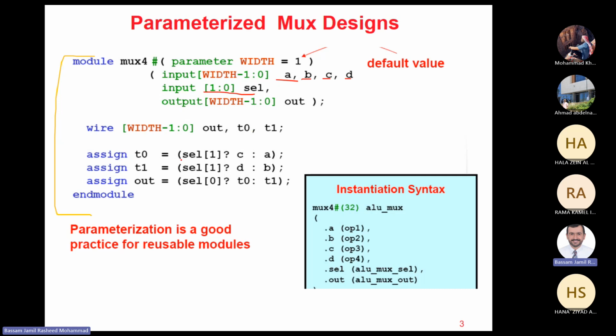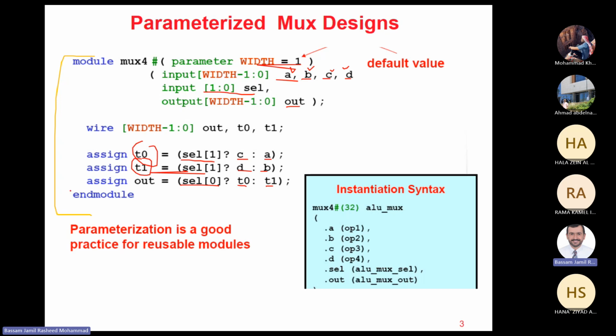I'm going to use the first select signal between choosing between C and A, or D and B, and then I will record the output in a temporary variable. Then I will use the second select signal, which is bit 0, to choose between T0 and T1. So this is a two-level multiplexer. At the end, I'm going to choose one of A or B or C or D and send it to the output.